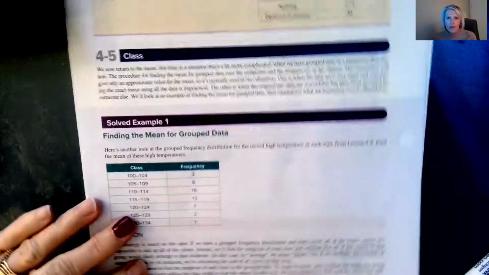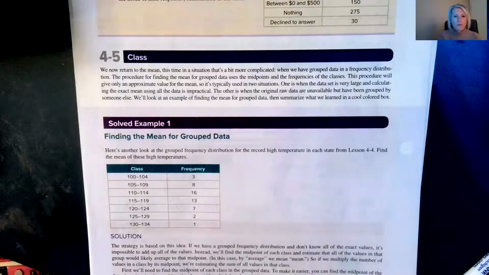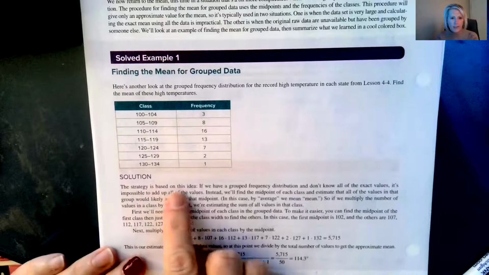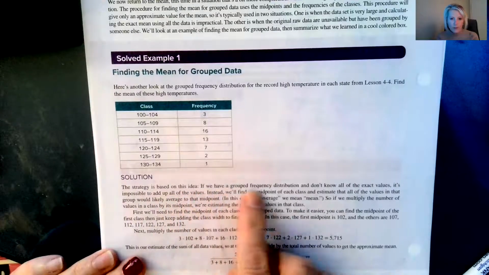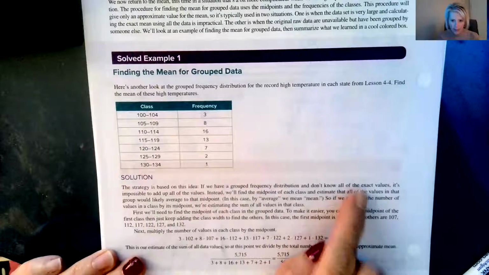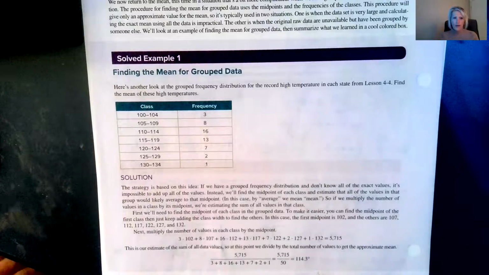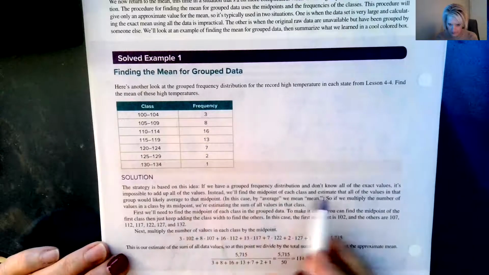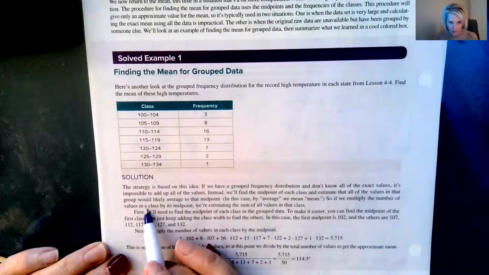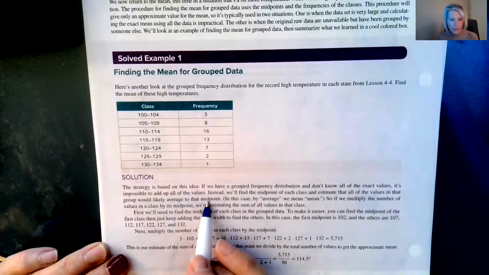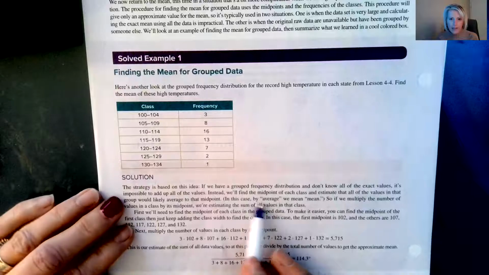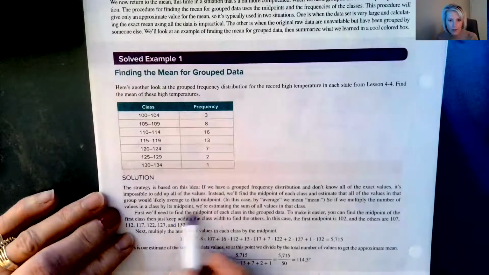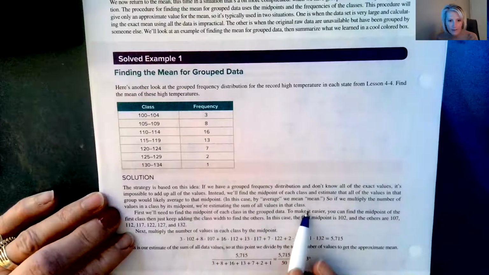So we are going to find what's called the grouped mean, or mean for grouped data. The strategy is based on this idea. If we have a grouped frequency distribution and don't know all of the exact values, it's impossible to add up all of the values. Instead, we'll find the midpoint for each class and estimate that all of the values in that group would likely average to that midpoint. And in this case, by average, we mean mean. So if we multiply the number of values in the class by its midpoint, we're estimating the sum of all values in that class.